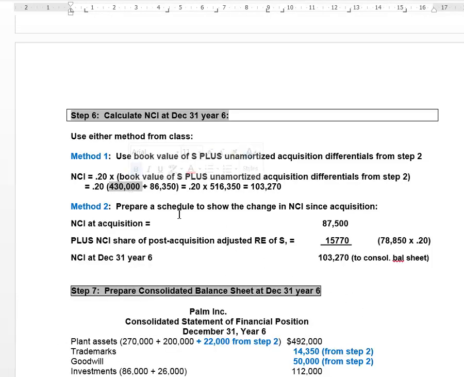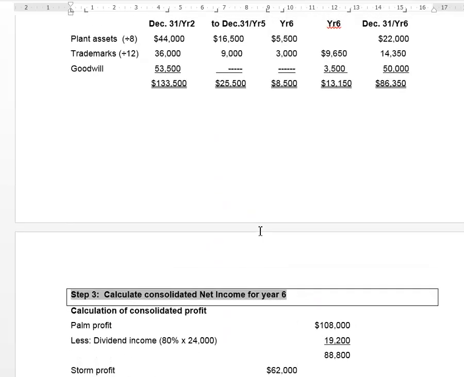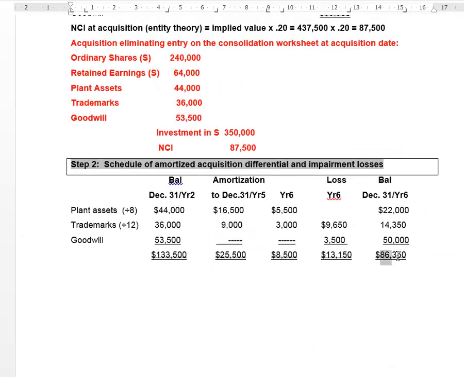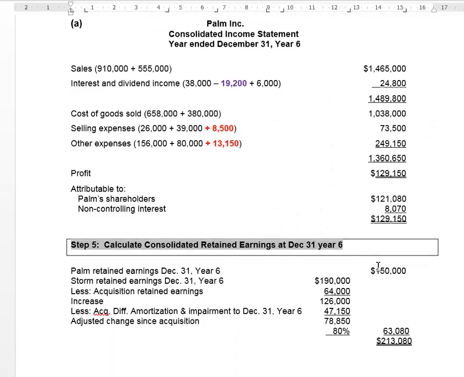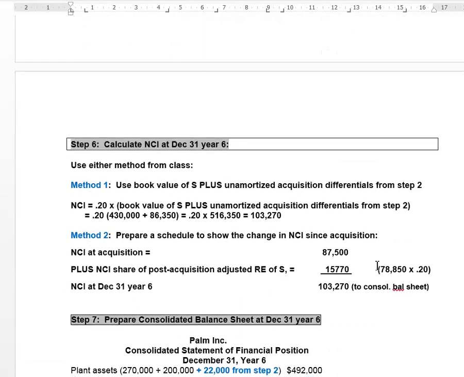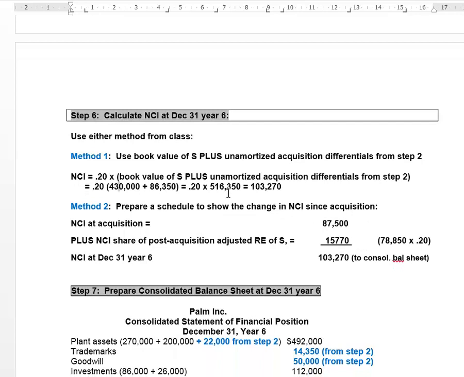$430,000, all right? Plus the $86,350. You remember we got that right back here from step 2, right? Because NCI gets their share of the fair value, or of what's remaining to be amortized, plus the book value of the sub because they are shareholders in the sub. So if we do that math here, whoops, forgot the multiplication, we're going to get 103,270.